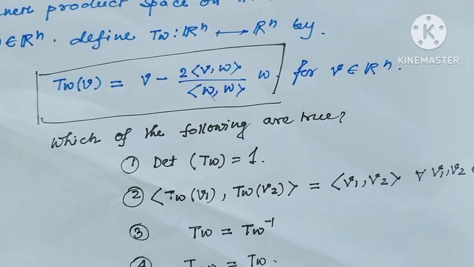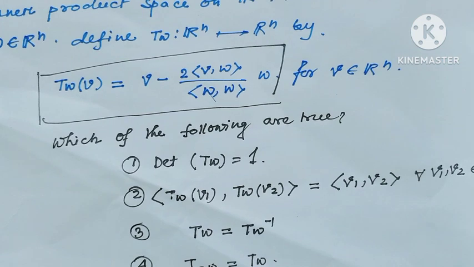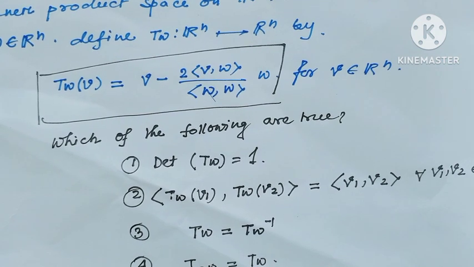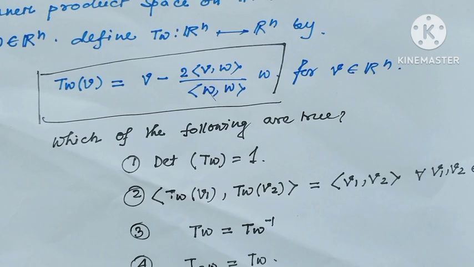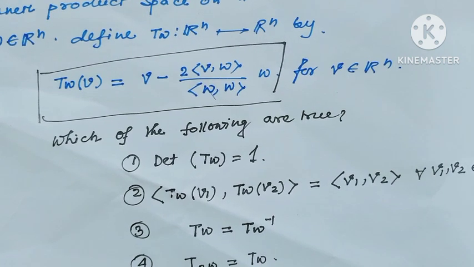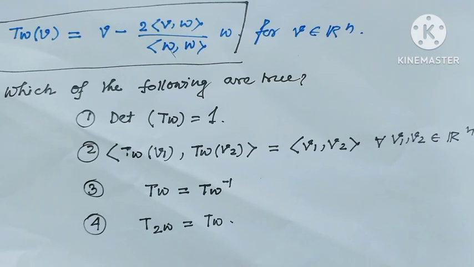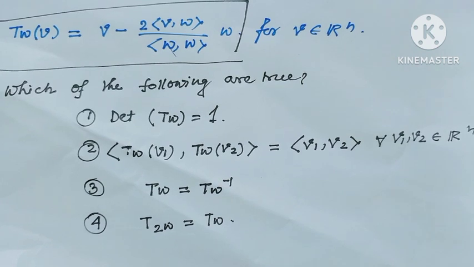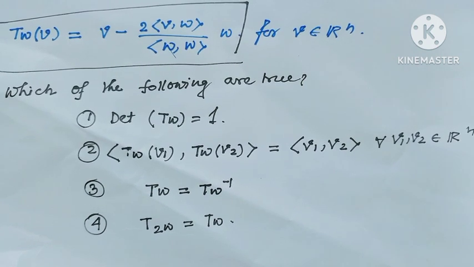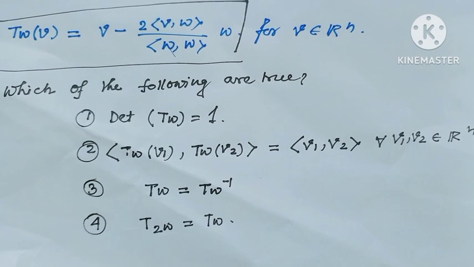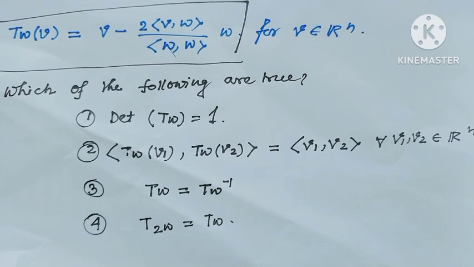Option 1, determinant of TW equal to 1. Option 2, inner product of TW V1 with TW V2 equal to inner product V1 V2 for all V1, V2 belonging to Rn. Option 3, TW equal to TW inverse. Option 4, TW square equal to TW.